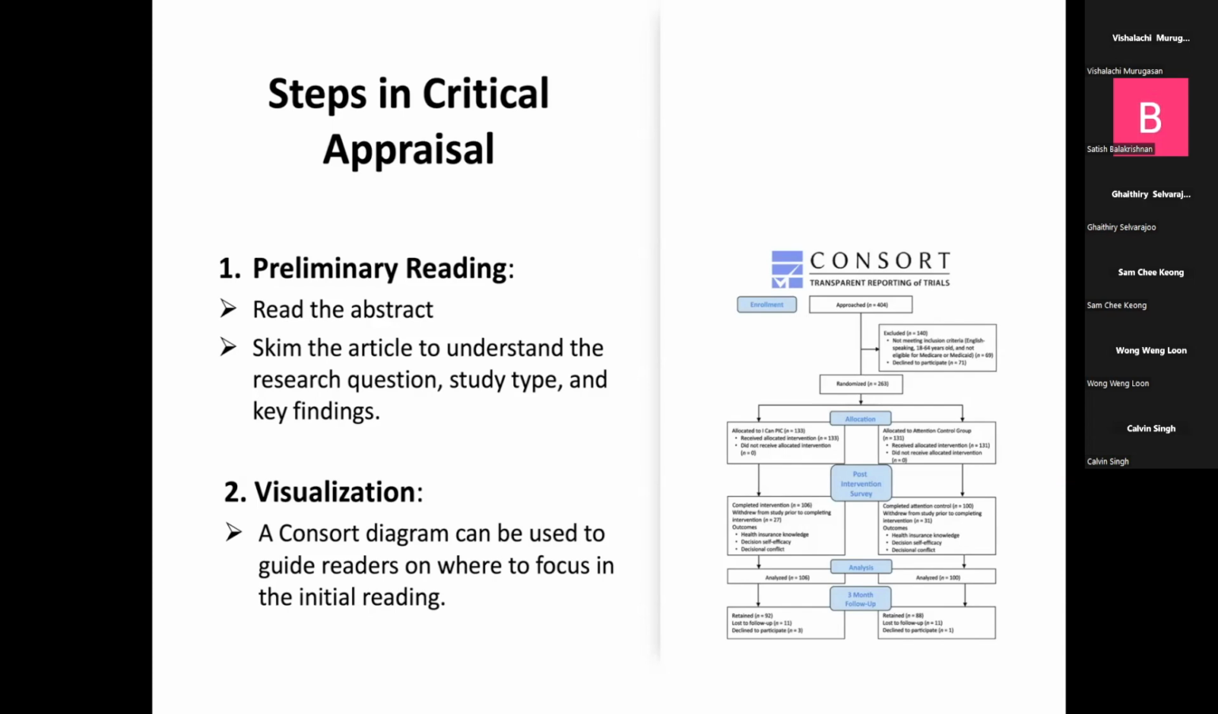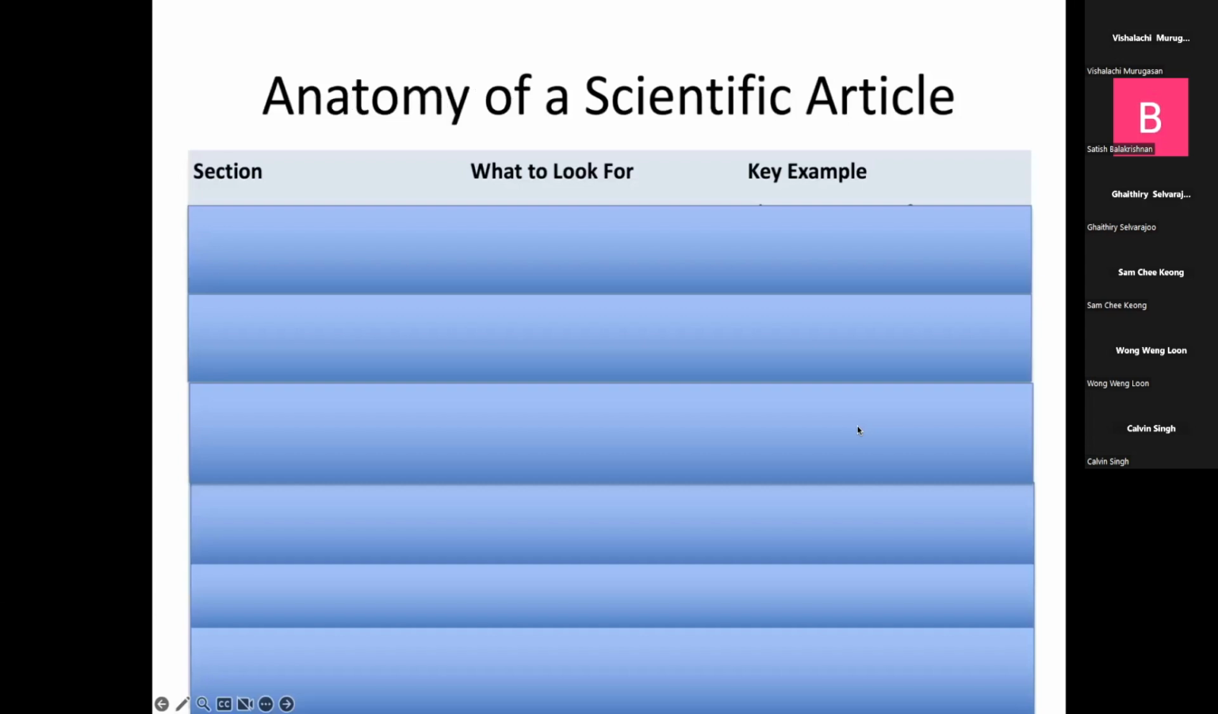Were they randomized? Were they allocated? How were they allocated? What was the analysis and how long were they followed up? All of this will be given in one diagram. And this happens in most prospective cohort studies as well as randomized control studies, and even systematic analyses and meta-analyses; you would find something like this. So this initial diagram will tell you in a very brief moment what the methodology of the paper itself is.